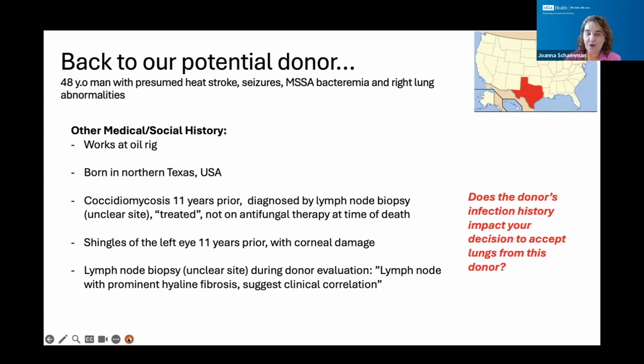But if we've already gone forward and these lungs are already in our patient, now we need to think strategically about what we can do as ID consultants to decrease the risk of donor-derived infection. I think tuberculosis is still on the table here, as well as coccidioidomycosis. So I would make sure this lung transplant recipient is on an effective anti-mold prophylaxis regimen that would also provide coverage for cocci at this point.